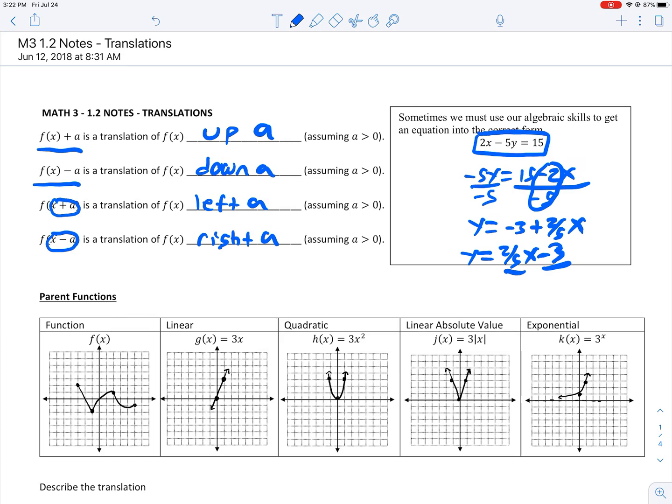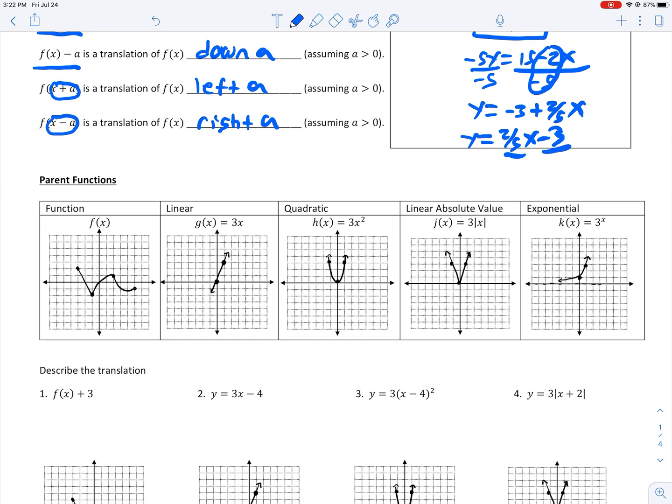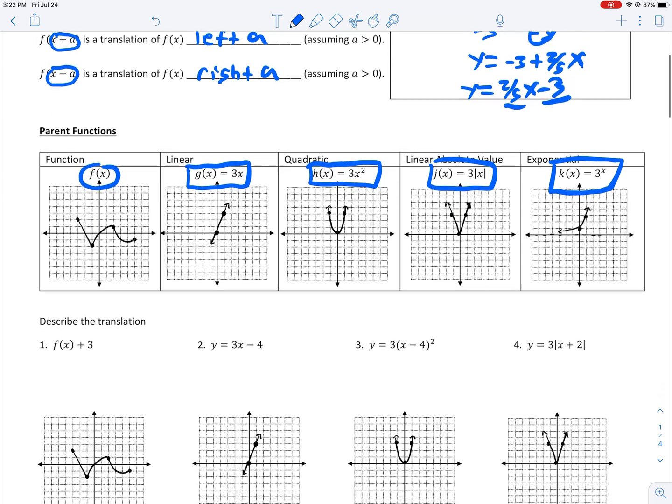So sometimes these equations are going to have to be tweaked a little so that they look like something we've seen before. Again, just a review of some of the parent functions we're going to deal with. We have a regular, just random function here. We have a linear function, a quadratic, an absolute value, and an exponential. So there's the graph. What we're going to do is move these graphs in different directions: left, right, up, and down. They're going to stay exactly the same. We're just going to shift them some way.